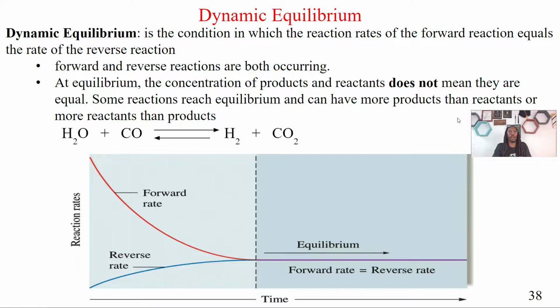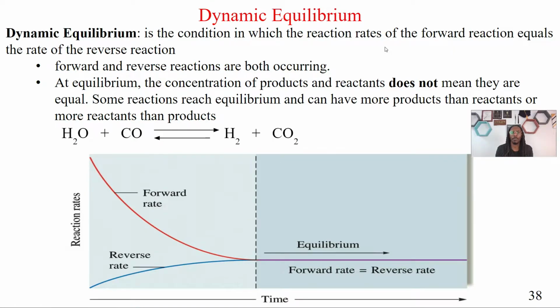I just wanted to show another graph here. So we understand, equilibrium and dynamic equilibrium are basically the same. If you see dynamic or equilibrium, it's the same thing. But just to reiterate, this is the condition in which the rate of our forward reaction equals the rate of our reverse reaction. We now understand that both of these reactions can occur at the same time. And we also understand that the concentrations of our products and reactants are not necessarily equal. The rates are equal, not the total concentration of our products or reactants.